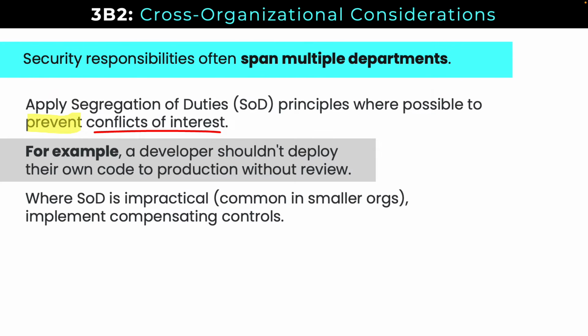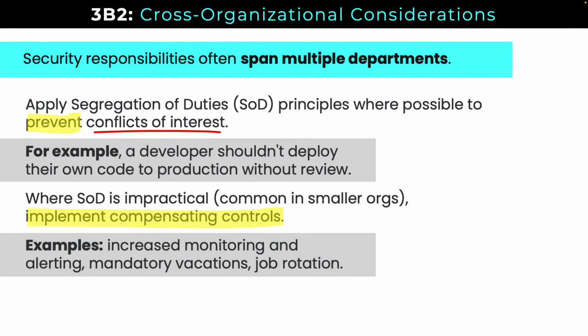And where segregation of duties is impractical, which happens quite a lot in smaller organizations where the headcount is limited, we want to implement compensating controls. So that means we might have increased monitoring and alerting. We might implement mandatory vacations or job rotations so we can spot any patterns of wrongdoing or mistakes.